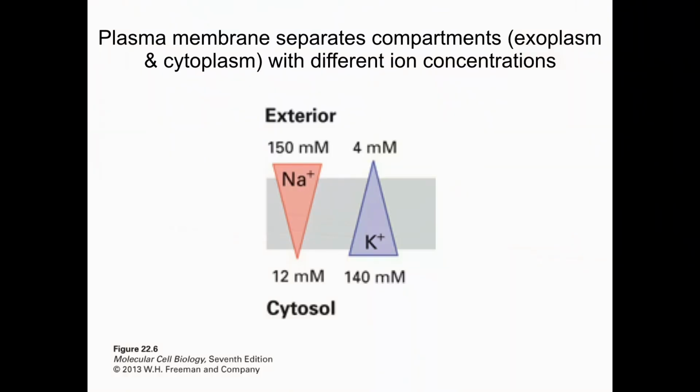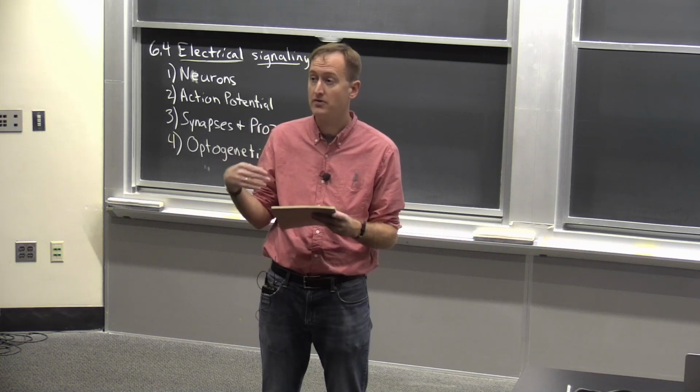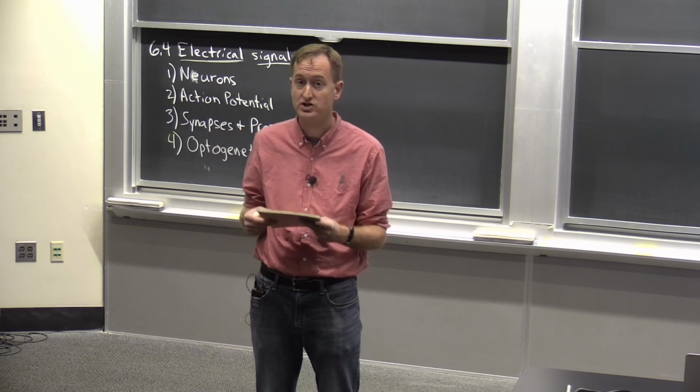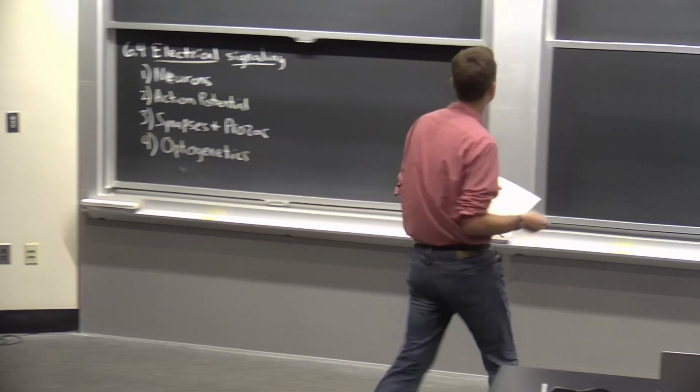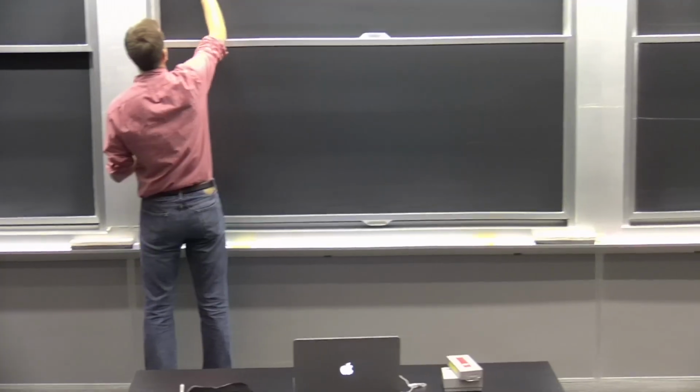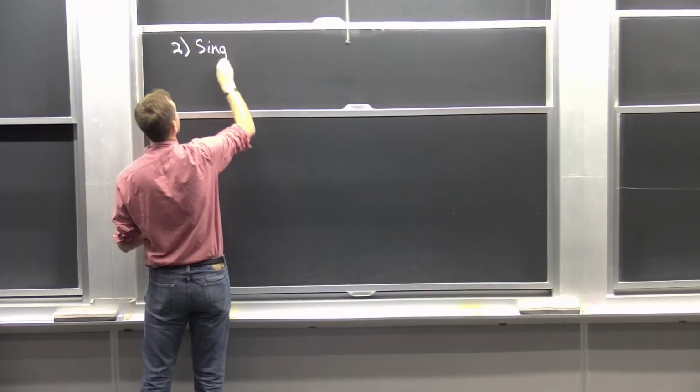And it all starts with something that I told you about at the beginning of the semester, which is that the plasma membrane separates distinct compartments, the outside of the cell from the cytoplasm, and there are distinct ion concentrations on either side of this boundary. Okay, so we're starting now talking about a single neuron cell.